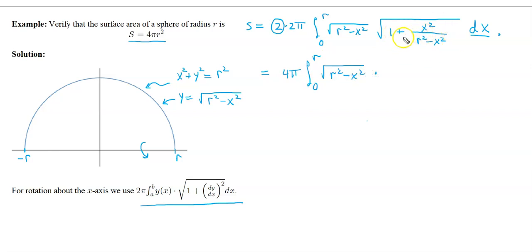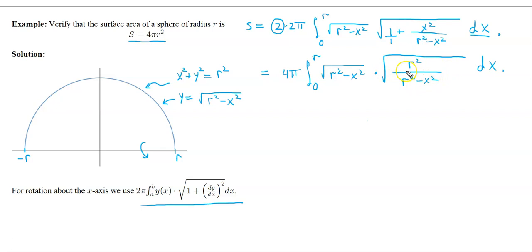So to simplify this, we're going to find a common denominator here to simplify the 1 plus x squared over r squared minus x squared term, or just cross multiply if you want to think of this as 1 over 1. And what we would get is the following. And so there we go, that's what we get.